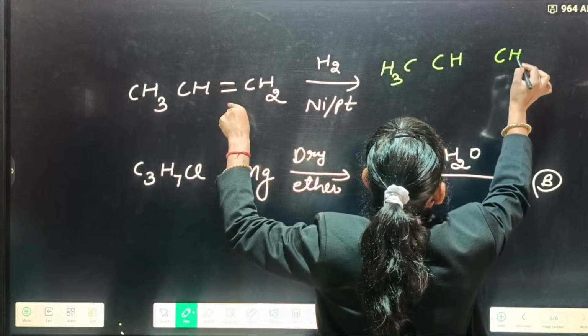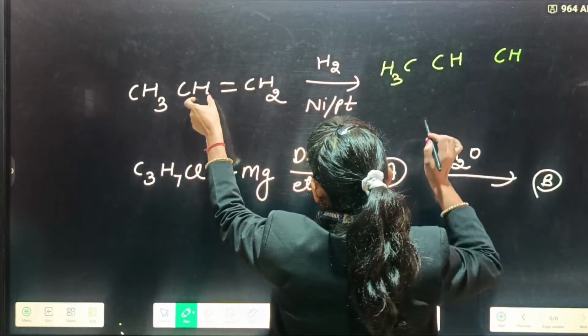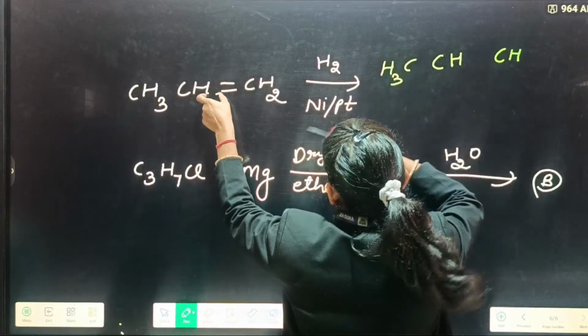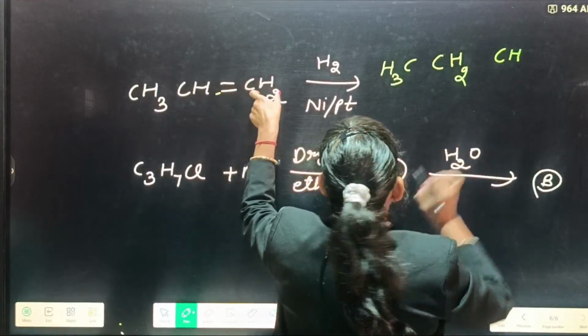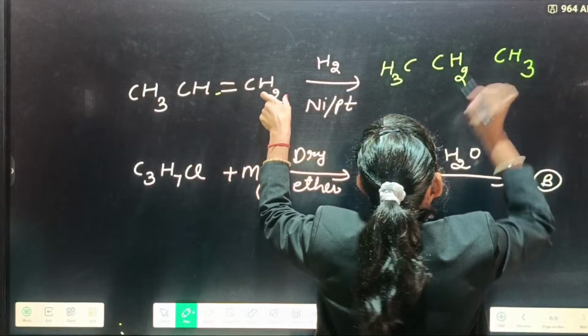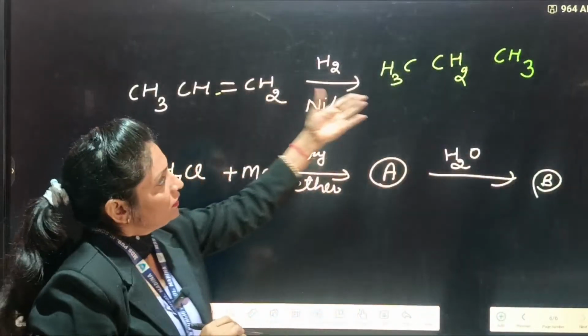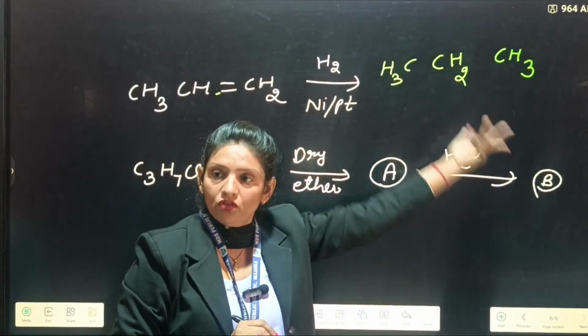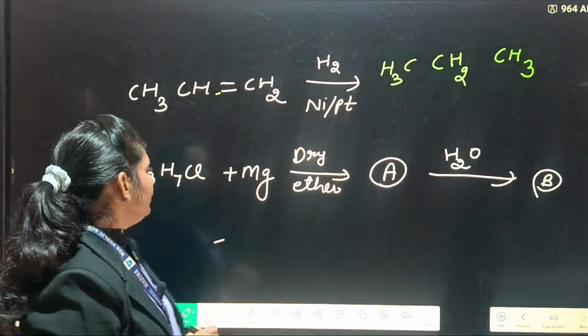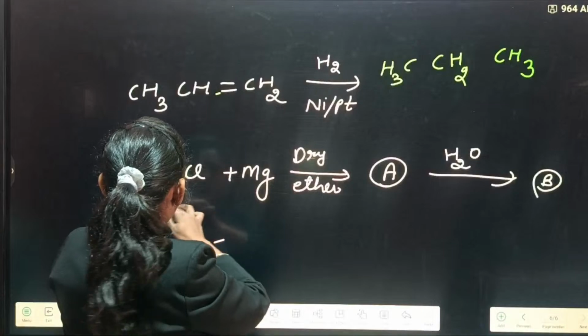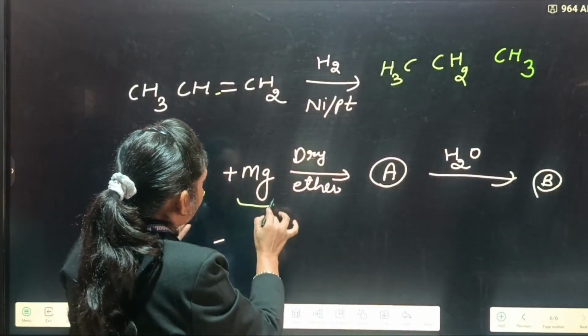So you will break this one and give one hydrogen to this one. So already one hydrogen is there, one more you will give, so CH2, and you will give one hydrogen to this one. So already two are there, then one more, three. Propane you will get.